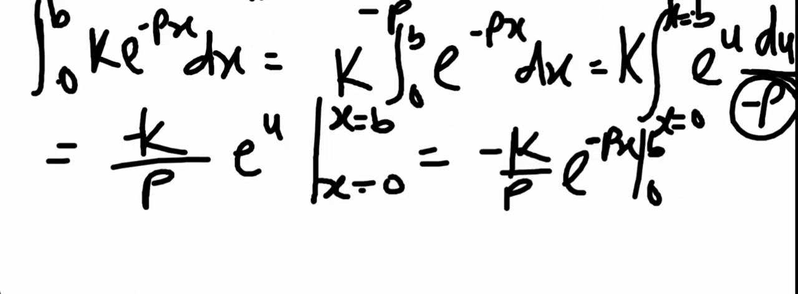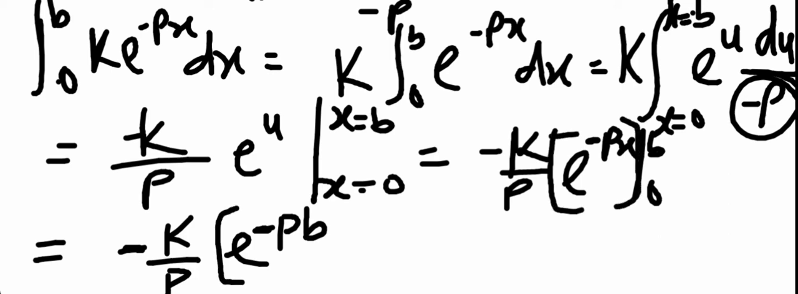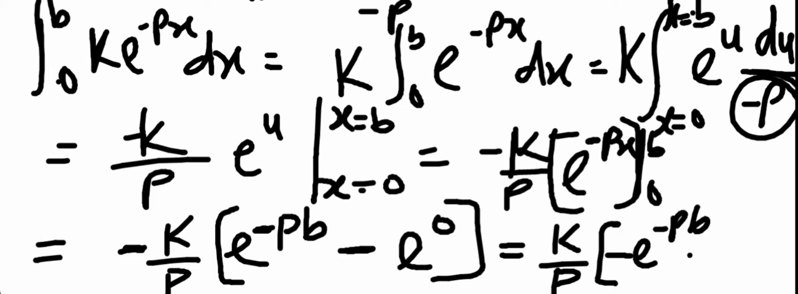So what does this give me? This gives us minus k over p, exponential minus pb, minus exponential minus p times 0. That's actually 0. So this will give me, I can bring this minus in, k over p, minus exponential minus pb plus exponential 0, which is 1. So now we are through.